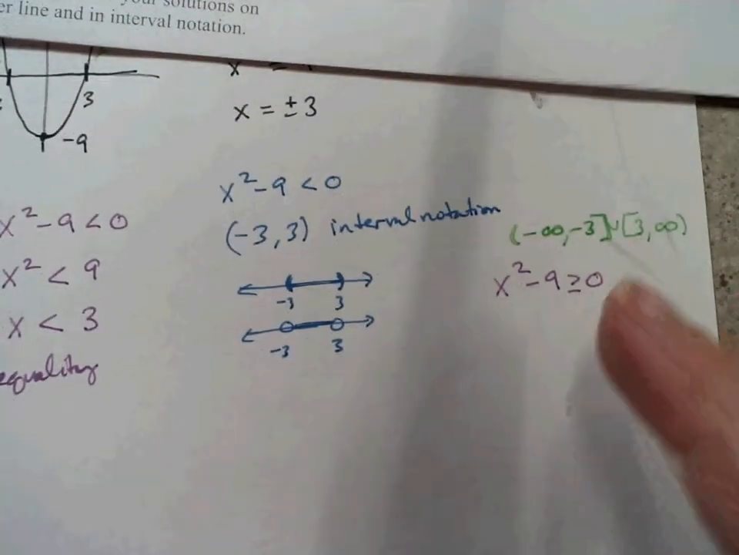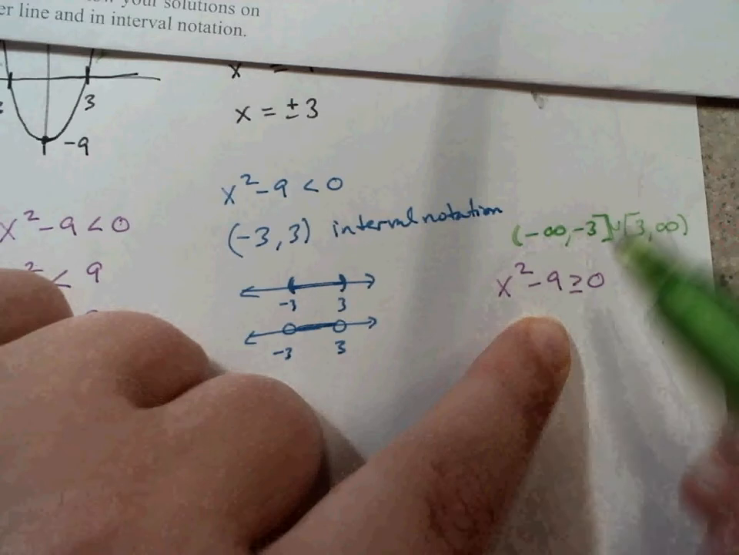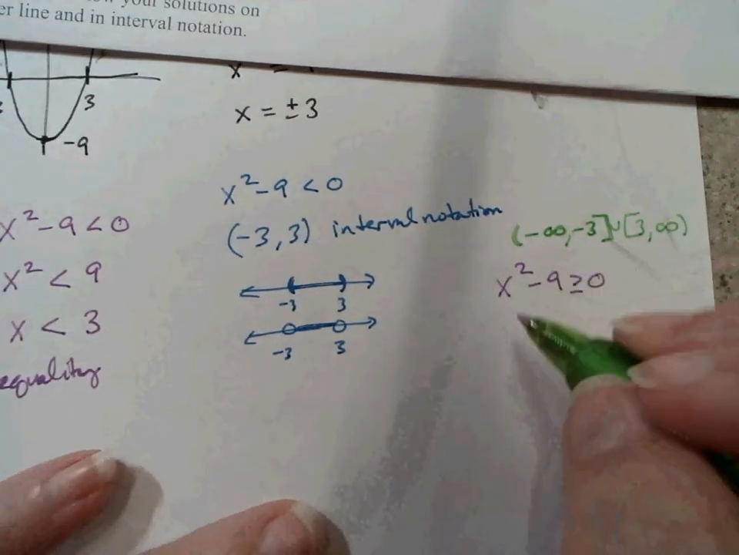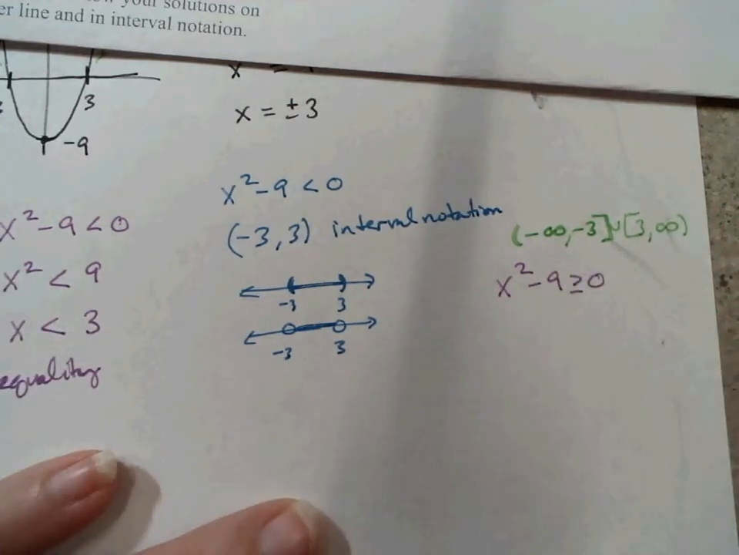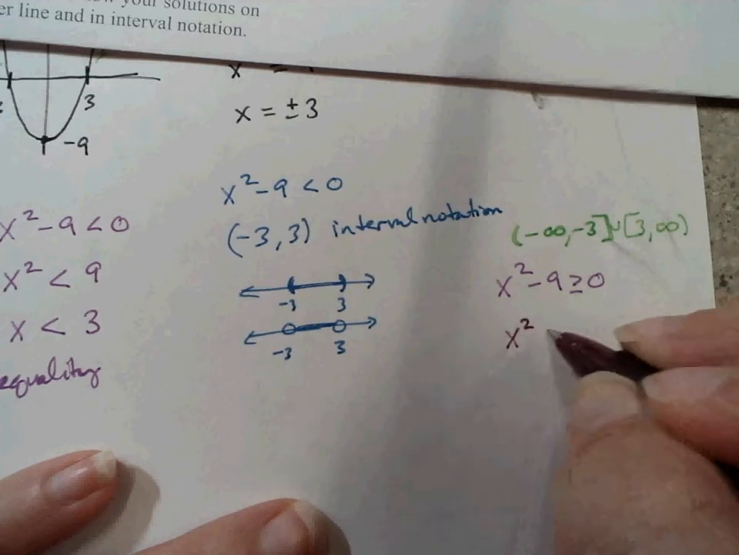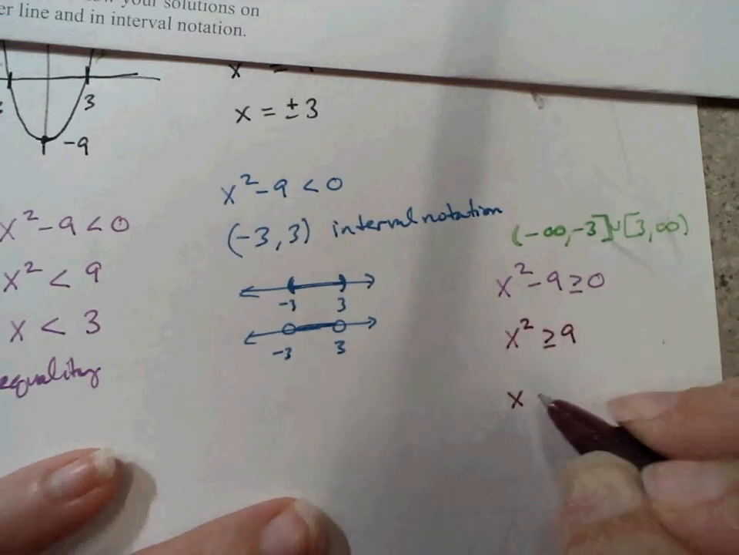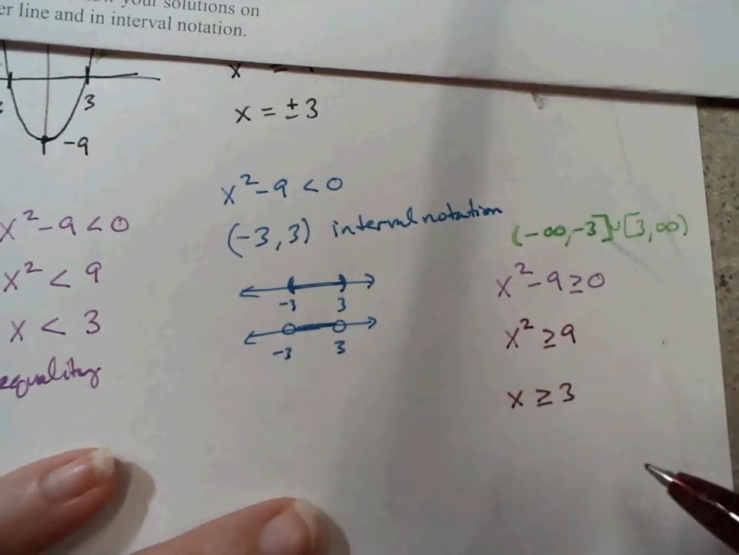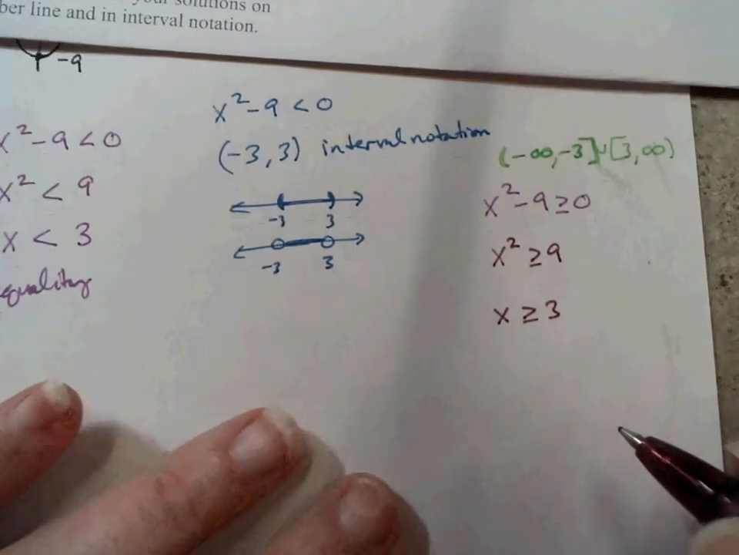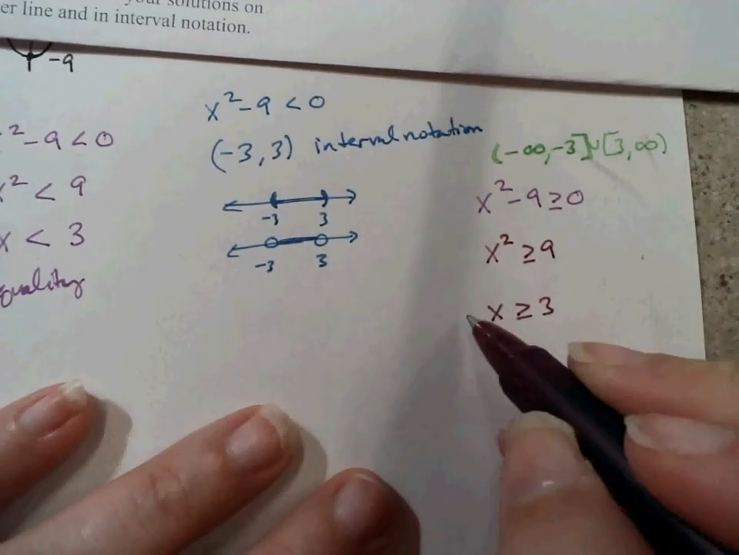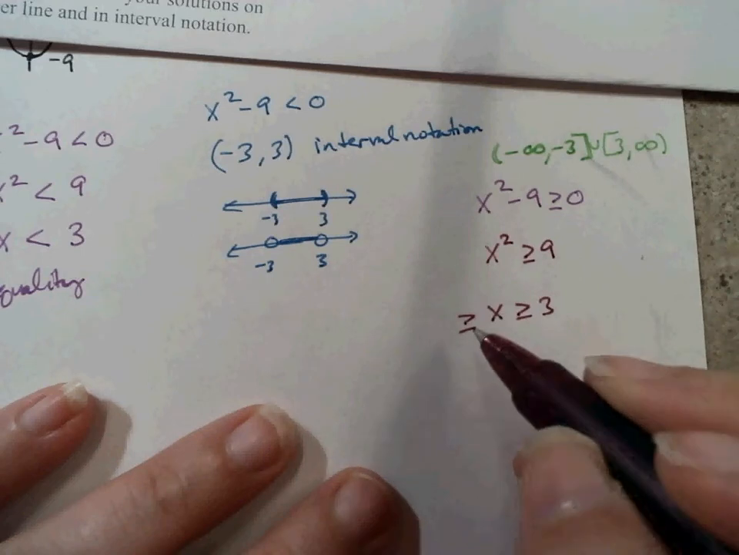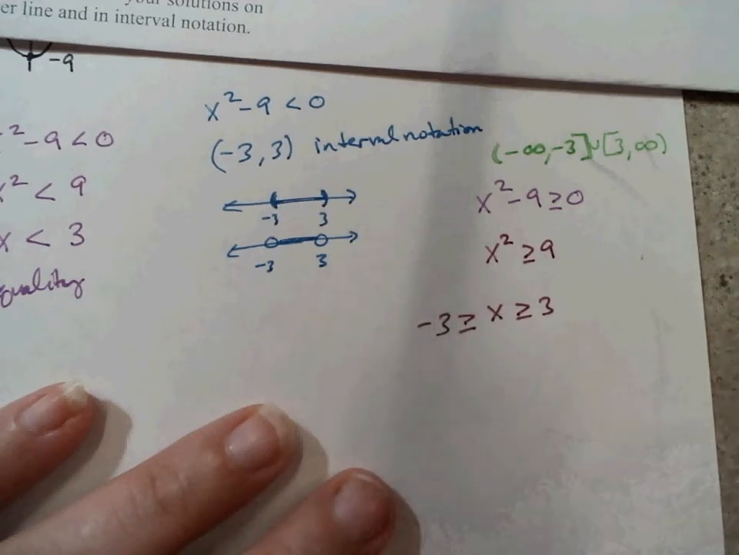Okay. All right. So now let's talk about how we go from here to there. Like say I didn't have the graph already drawn. So same process. We're gonna add the 9 over, x squared greater than or equal to 9. We're gonna take the square root. We're gonna put the positive one on this side. What are we gonna do? Good. Repeat the symbol and put the negative 1 on this side, or the negative 3.